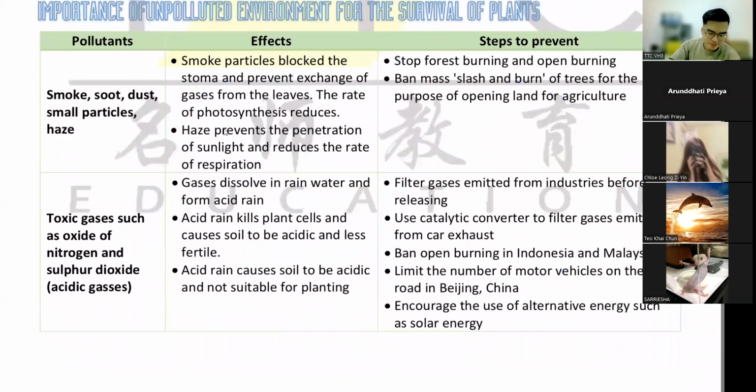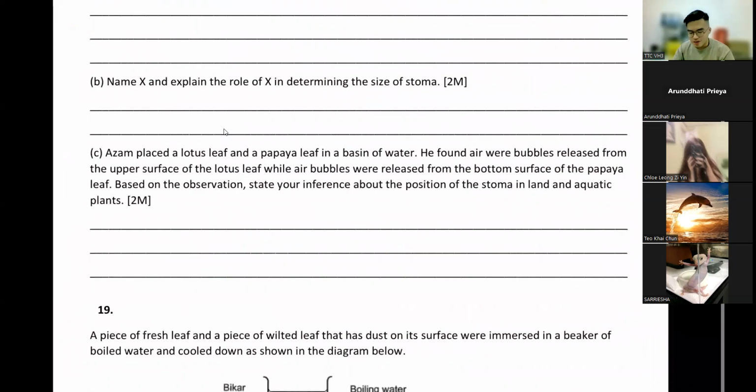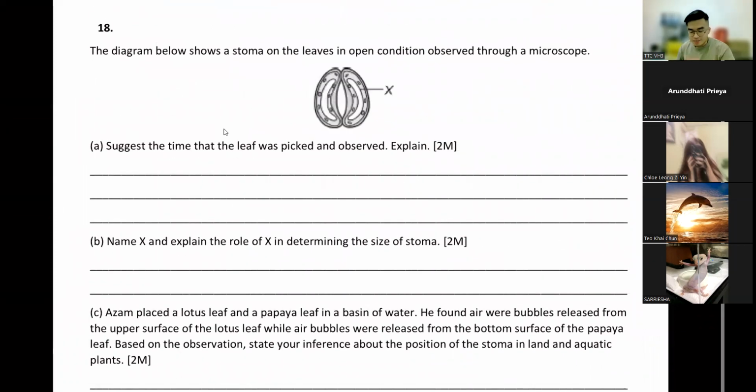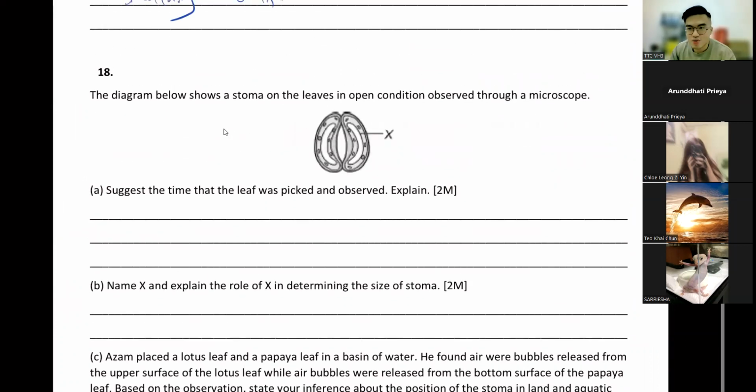So guys, let's jump back again. Sorry, I have to jump around today. Let's go to question 18, page 24. Let's finish this, shall we? The diagram below shows a stoma on a leaf in open condition observed through a microscope. So this person views a piece of leaf and sees the stoma open. Suggest the time that the leaf was picked. When do you think he picked this leaf?